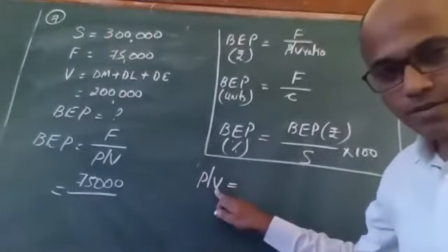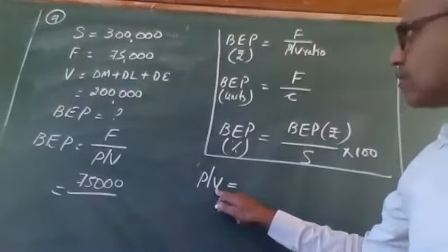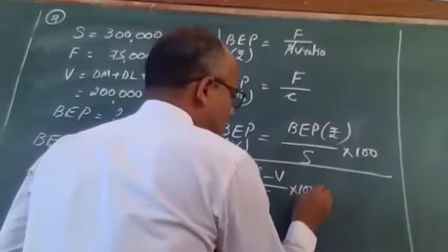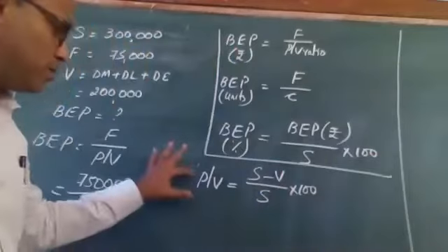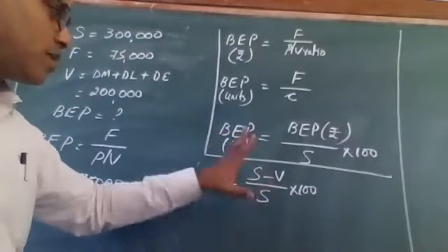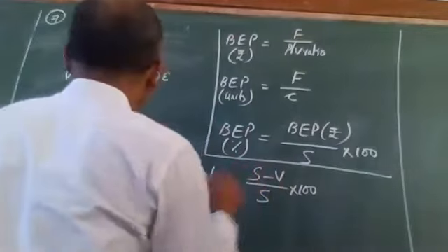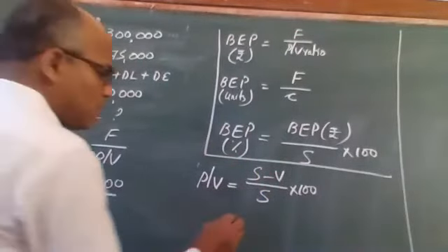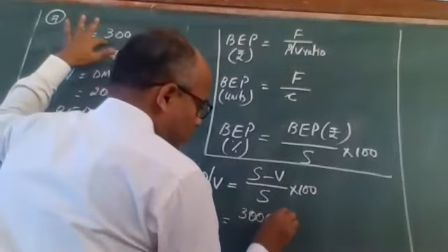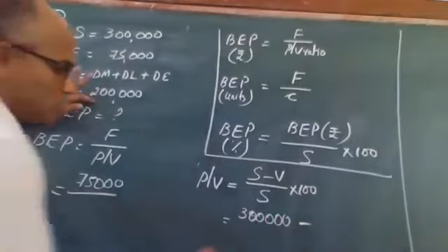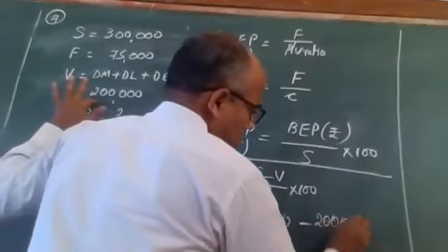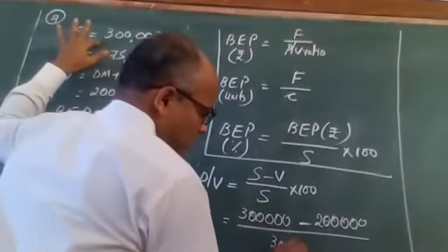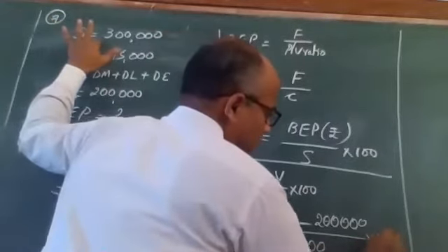PV ratio is S minus V by S into 100. Very good. S minus V by S into 100. Nothing but contribution by sales into 100. P for us is contribution. V for us is sales. Because contribution is given in the form of S and V, so we will take S minus V. S is how much? 3 lakhs. V is how much? 2 lakhs. Divided by S again is 3 lakhs. Expressed as a percentage by multiplying 100.